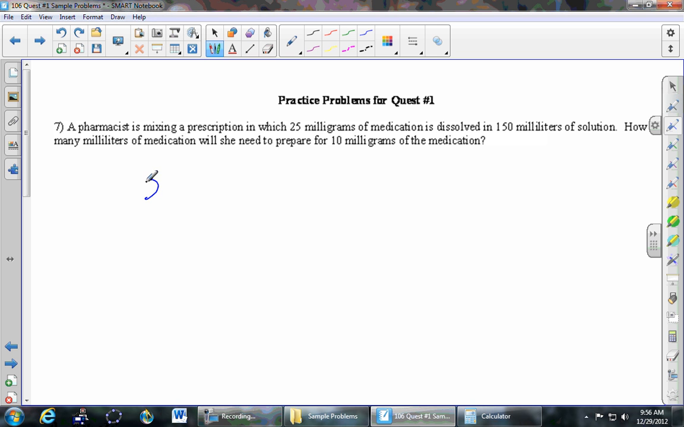So I've got 25 milligrams of medication for every 150 milliliters of solution. How did I know to put it in this order? Well, it doesn't matter. If you flip that fraction over, that's totally fine. But the point here is that if you make sure you're consistent and you put the units in exactly the same spot in both fractions, we should be able to get an answer to this problem.